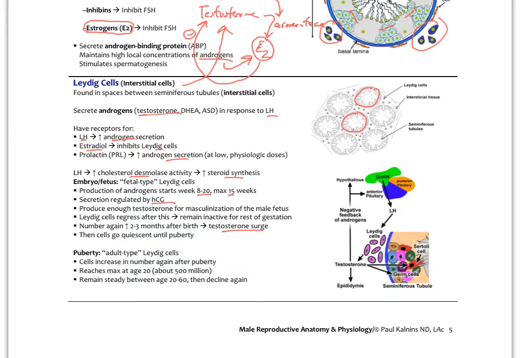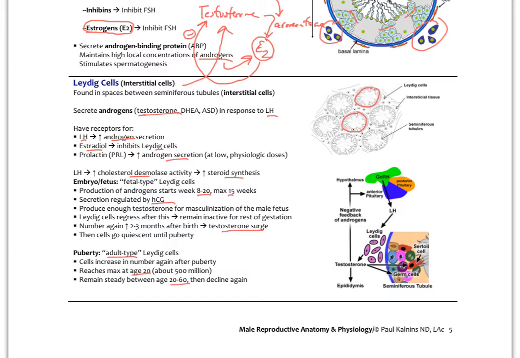At puberty, we start to see the adult Leydig cells come online, and the cells begin to increase after puberty. They reach a maximum around age 20, about 500 million cells, and then they remain steady between the ages of 20 and 60 and begin to decline again. This really matches the surge that we see in puberty of testosterone, because they're making testosterone. The decline after 60 is when we really see testosterone diminishing, going into what's called andropause. All right, so that's a little on the physiology of the Sertoli and the Leydig cells.